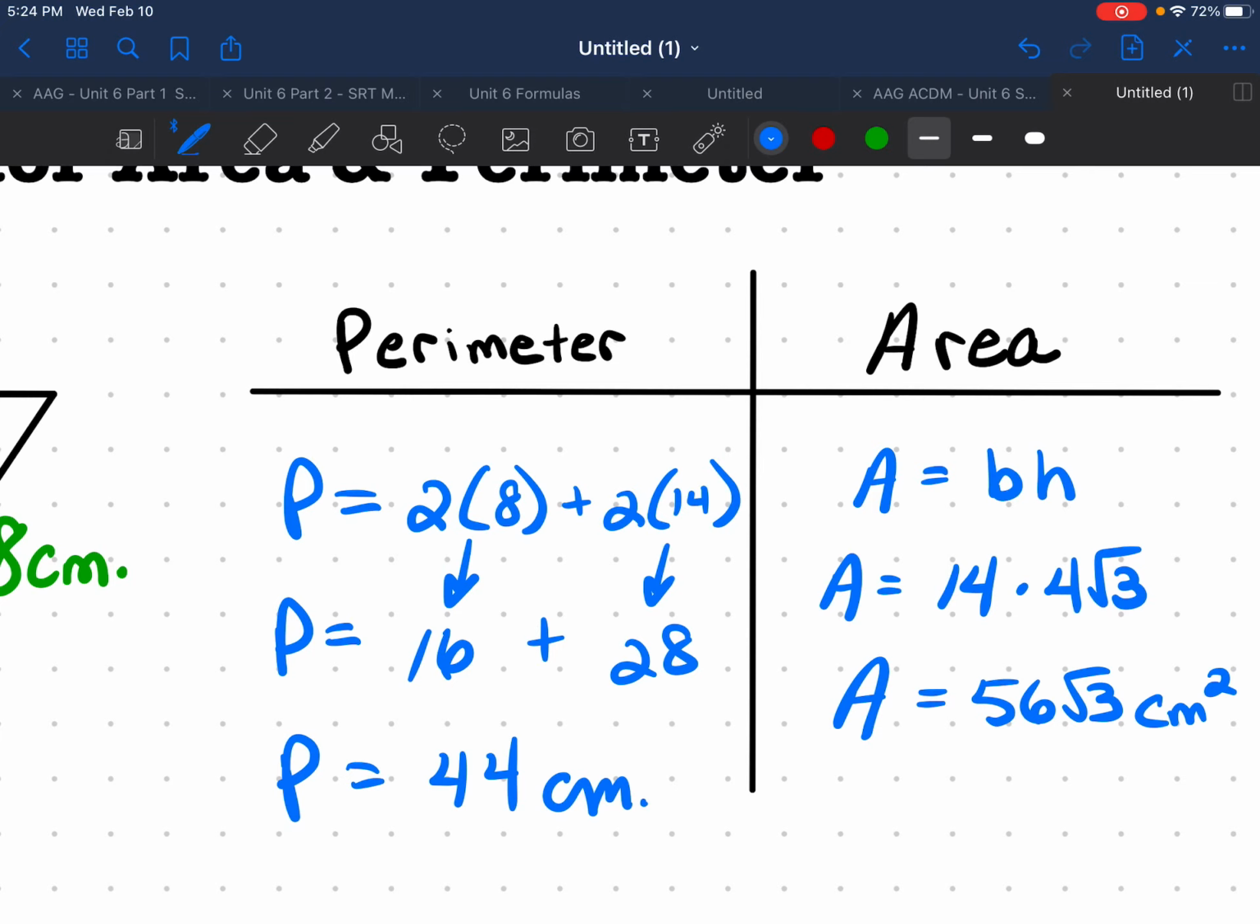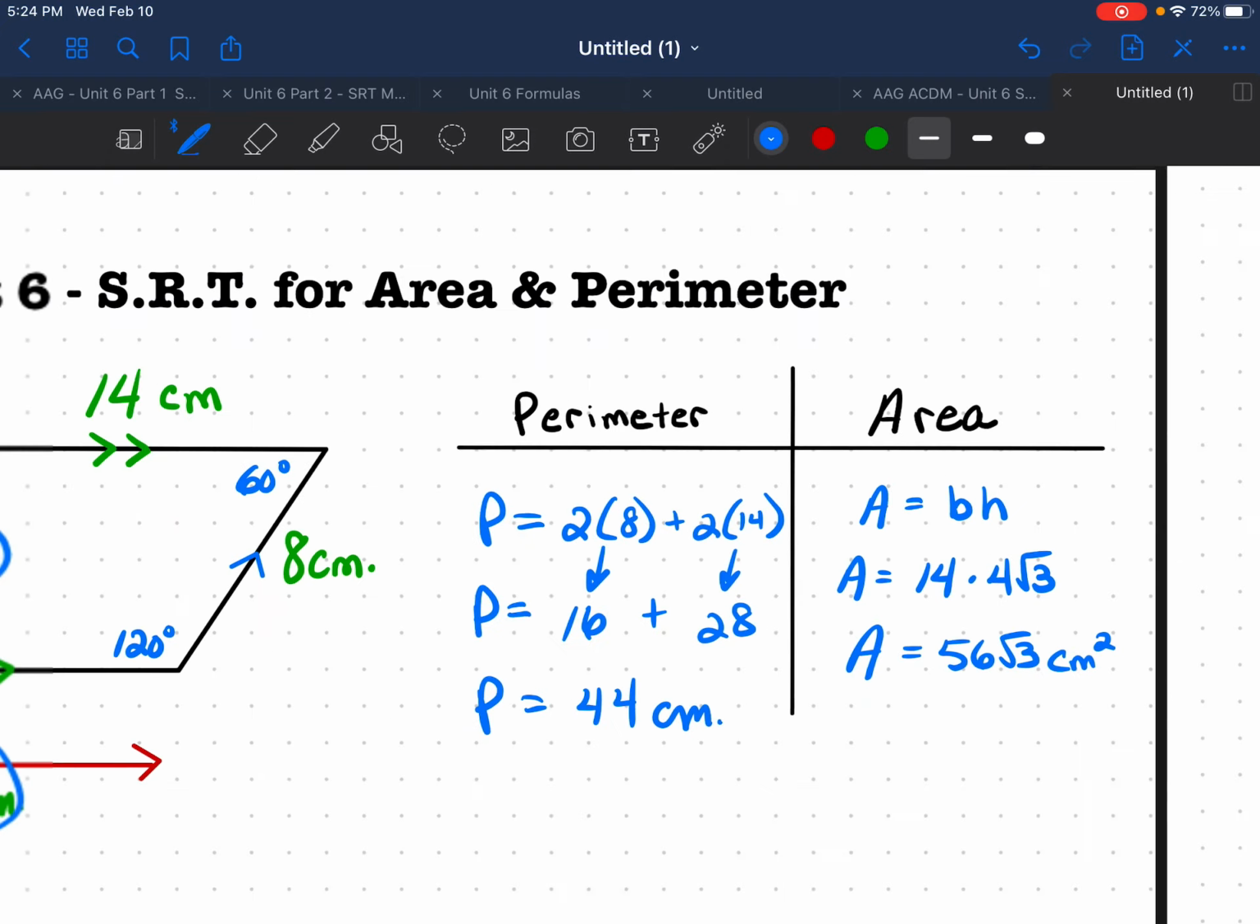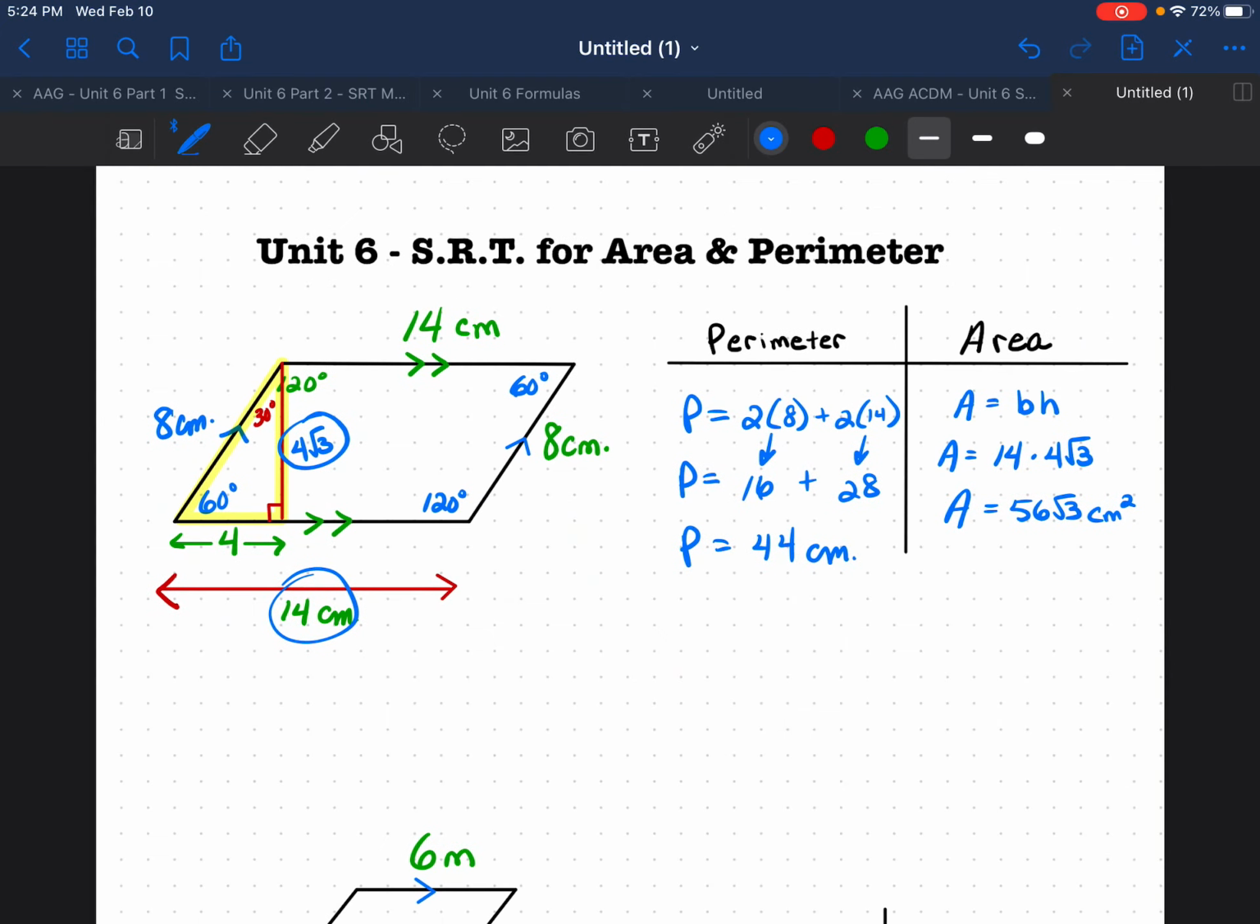Okay, cool. So I took my time on this one because I wanted to make sure you understand where we're getting these values from. So on the next example, I'm just going to speed it up a little bit. But it's the same components, same idea. All right, here we go.